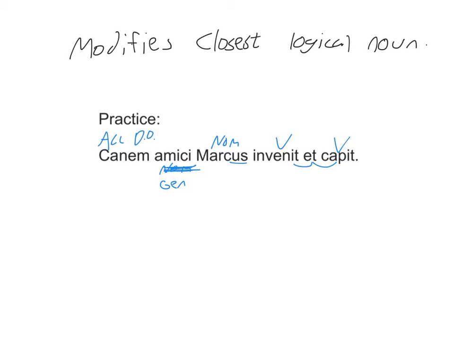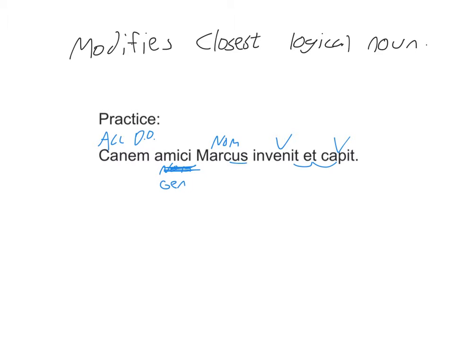So we have this genitive. It's sandwiched between the canem and the Marcus. Those are both nouns. And they're both one word away. So the closest part doesn't really help us. Now we have to use the logical part of it. So we have to kind of just know what these things mean. Canem means dog. Marcus is a person's name. We can say the dog of the friend. That seems to make sense.